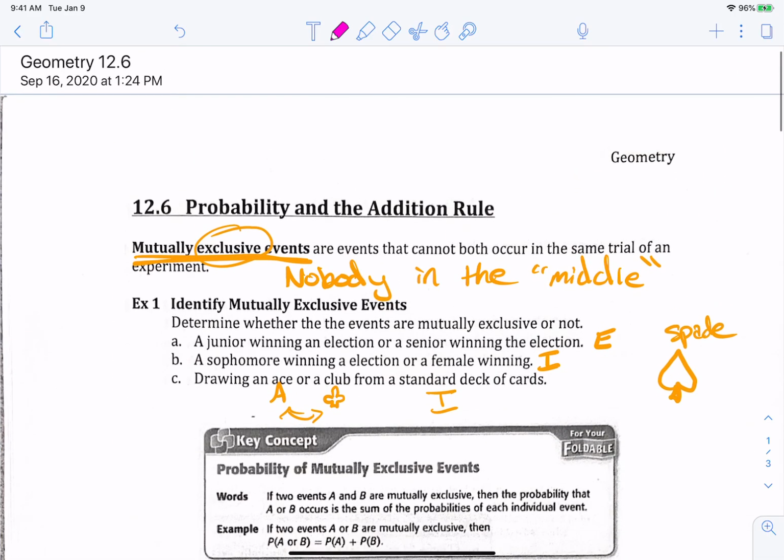I'm going to put it at the top of here so that the people who are gone can see. Can I have a paper? Probability and addition rule. Page 900. 8 through 28 evens, and 36 through 40 the evens.